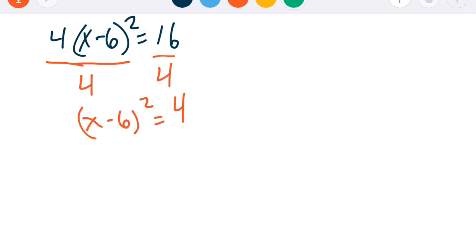So this problem is like the previous ones we've done. It just looks a little bit different because it's not just x squared, we have x minus 6 squared. So in order to get rid of that squared, we want to get x minus 6 by itself. We're going to take the square root of both sides. Now when we take the square root of x minus 6 squared, we're left with x minus 6. That squared is not there anymore because we took the square root of it, we did the inverse operation. And then the square root of 4, remember the square root of 4 is positive 2 and negative 2.